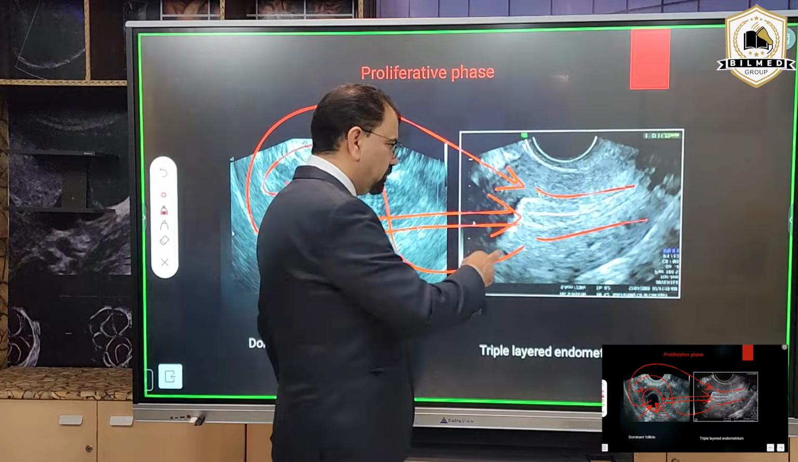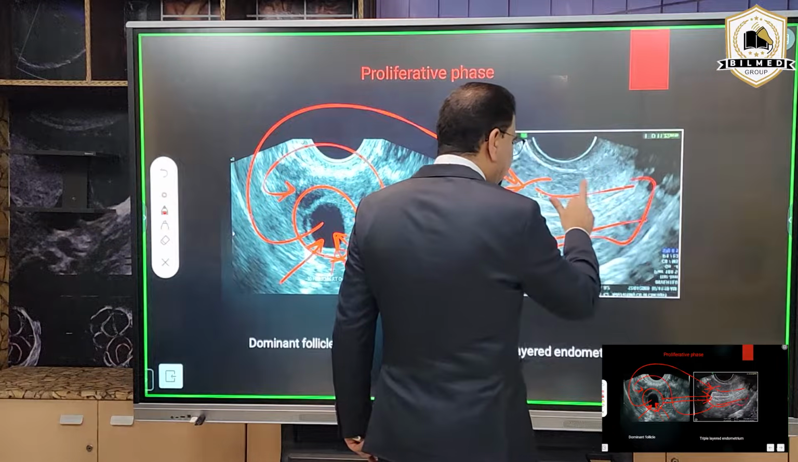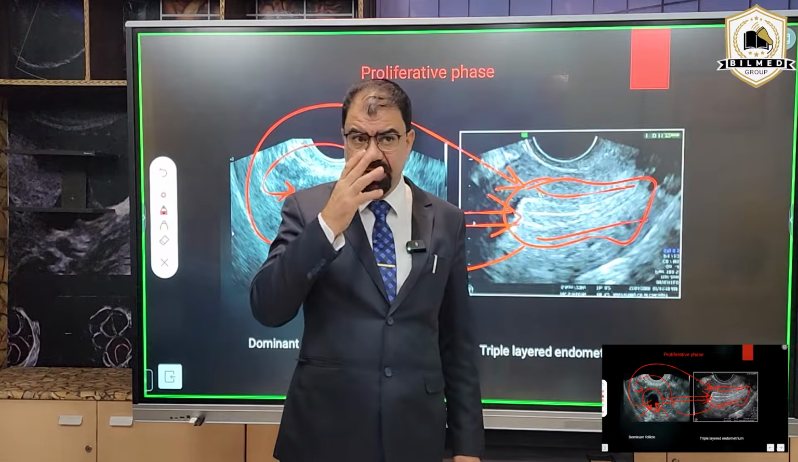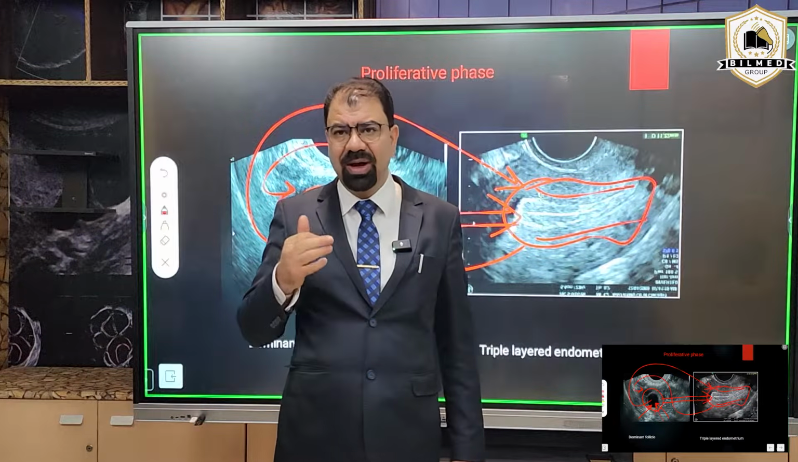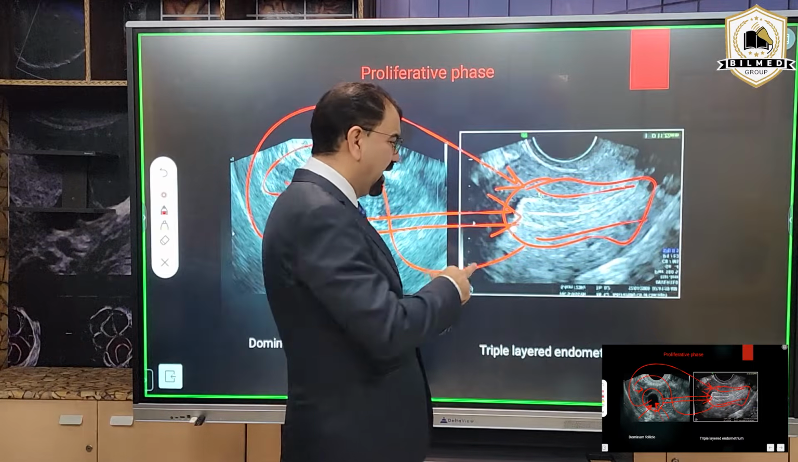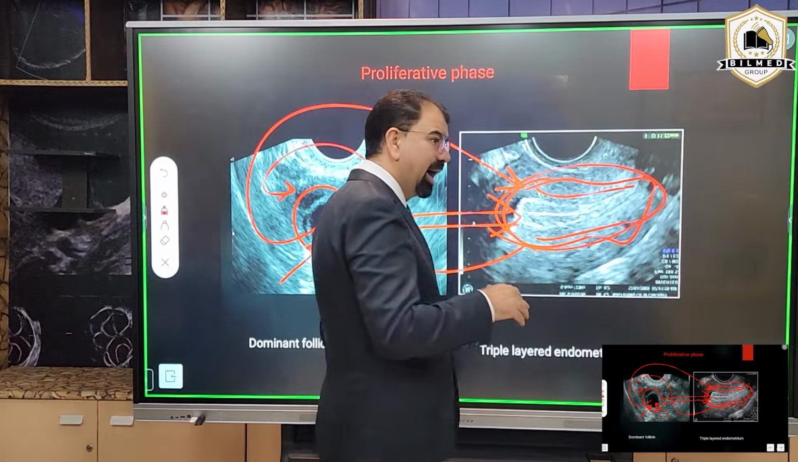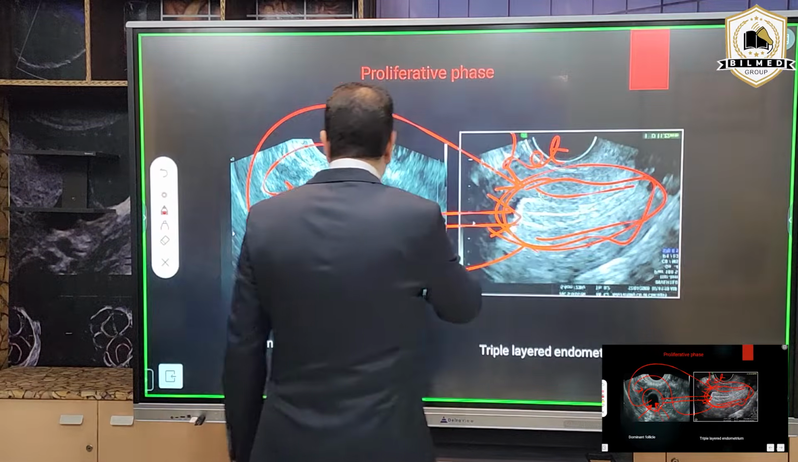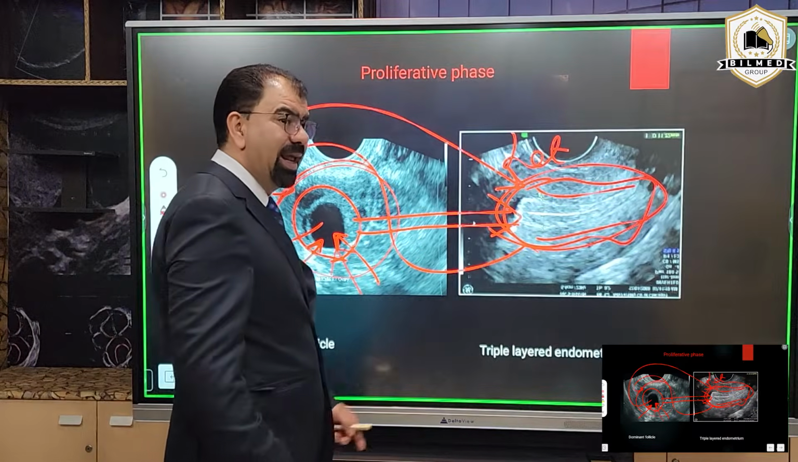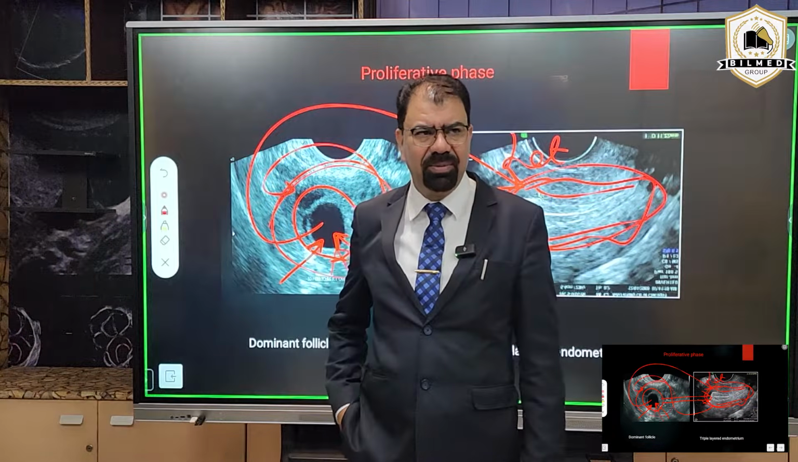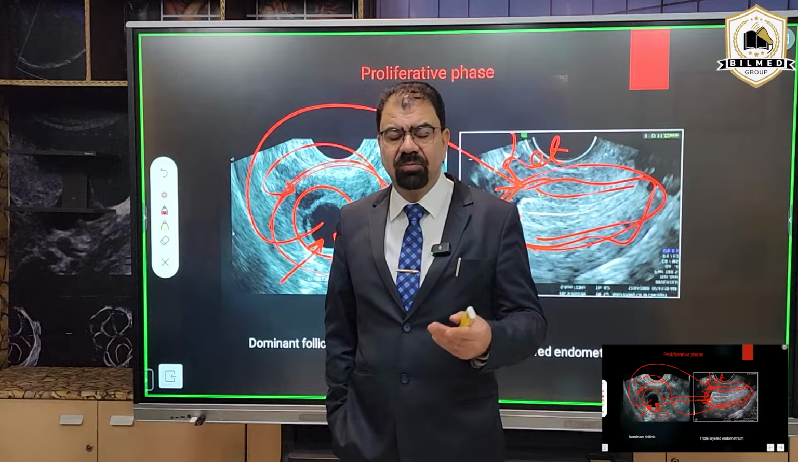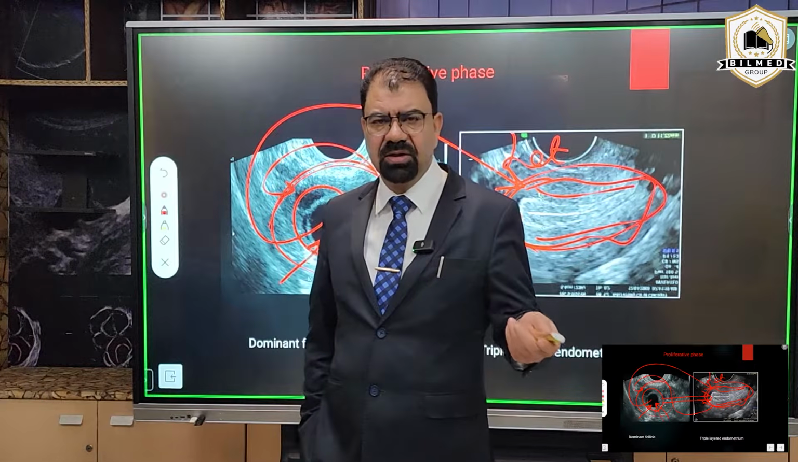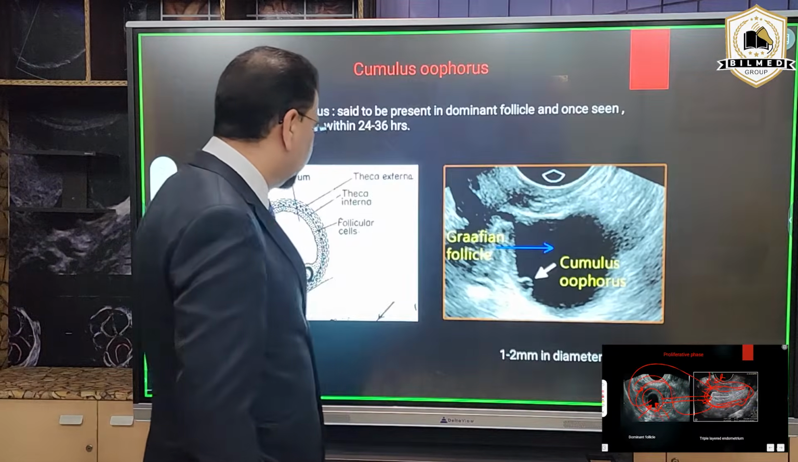There, your endometrium will give you an idea where you are. If your endometrium is still clear triple layered, then you are dealing with the dominant follicle. And if your endometrium is more hyperechoic, it means that you are in the luteal phase, and whatever looks like a dominant follicle is not a dominant follicle, but maybe a ruptured follicle or a corpus luteum, because corpus luteum sometimes has the same look as the dominant follicles.